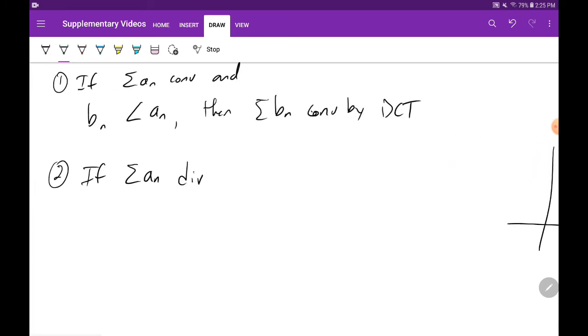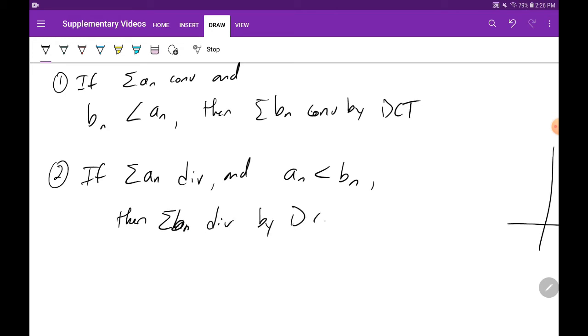So for the same reasoning, if the sum of A sub n is divergent, then anything that falls above, so this time A sub n is smaller than B sub n, then we can say the sum of B sub n diverges. Why? By DCT. And hopefully that makes sense here.